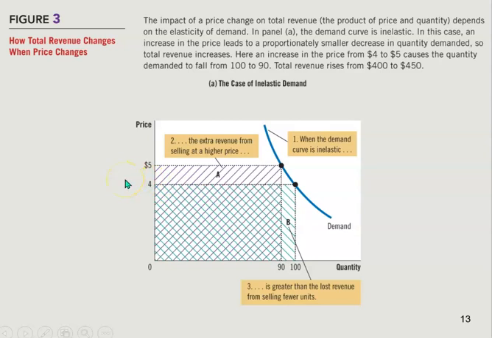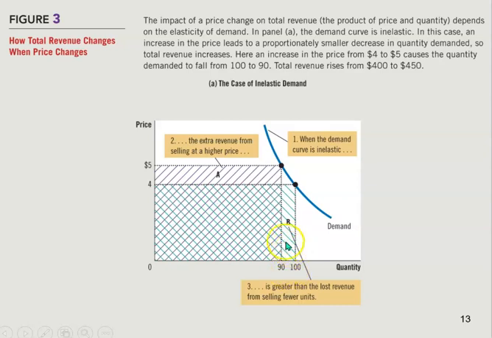Now you consider raising your cheeseburger price from 4 to 5. So here you would find that some customers are going to walk away, right? They're going to choose something else or some other places. So that's why your quantity demanded falls from 100 to 90.